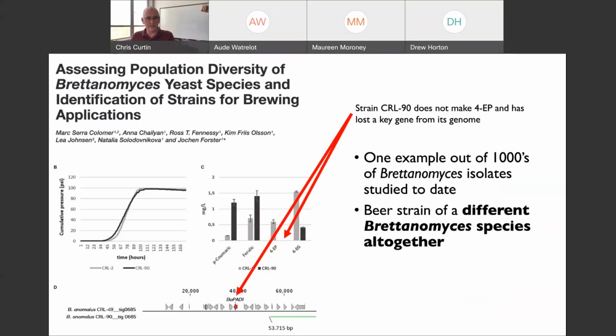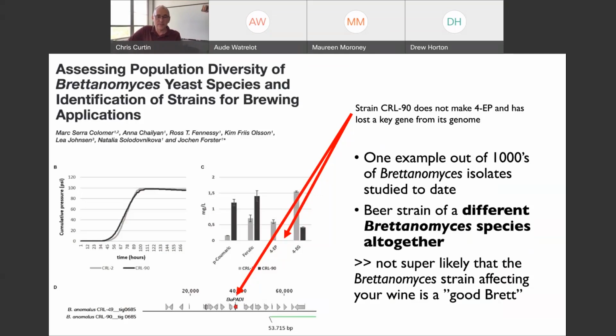Worth pointing out, this is a beer strain, and it's a strain of a completely different species, Brettanomyces anomalus. So it's not one that shows up in wine. So the main takeaway here is that if you have Brettanomyces in your winery, I wouldn't hang my hat on the possibility that you've got a good Brett strain. It's just not very likely based upon all of the data that exists thus far in Brettanomyces research.